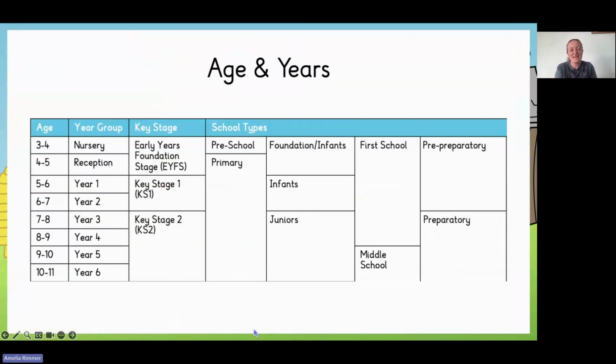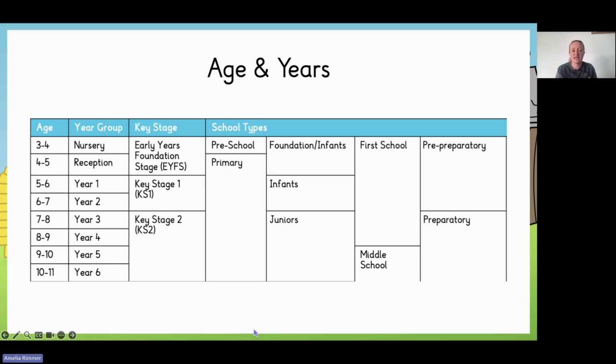So age and years, I'm just going to start off to make sure everybody's on the same page when we're talking about things. A lot of my teaching career has been in England. Some of it was in Scotland. I've worked with doing training with schools in Wales, but I haven't had that international experience. So I just want to make sure we're all talking about the same age children when I'm talking about these year groups here. So if I'm talking about age 3 or 4, that'll be nursery children.